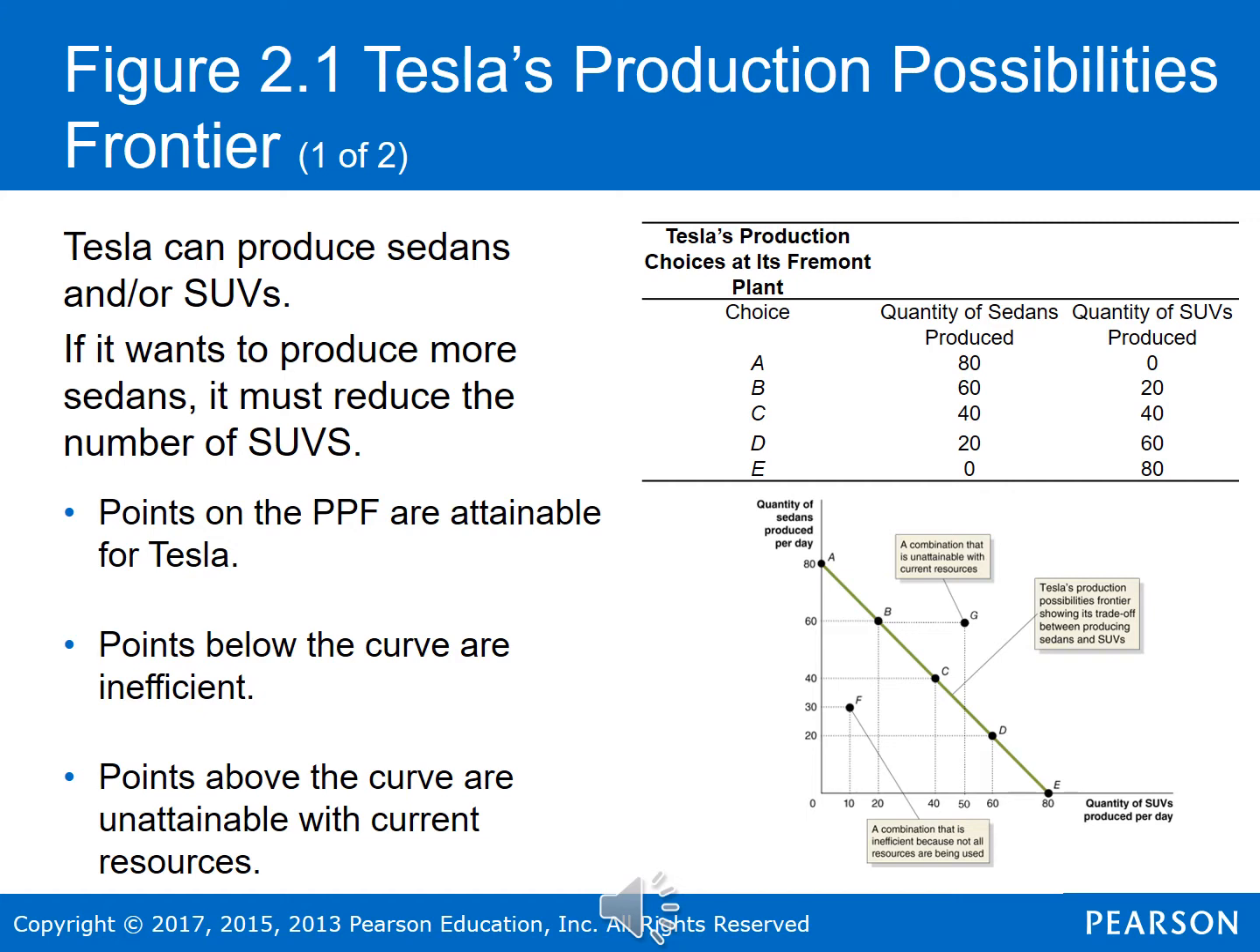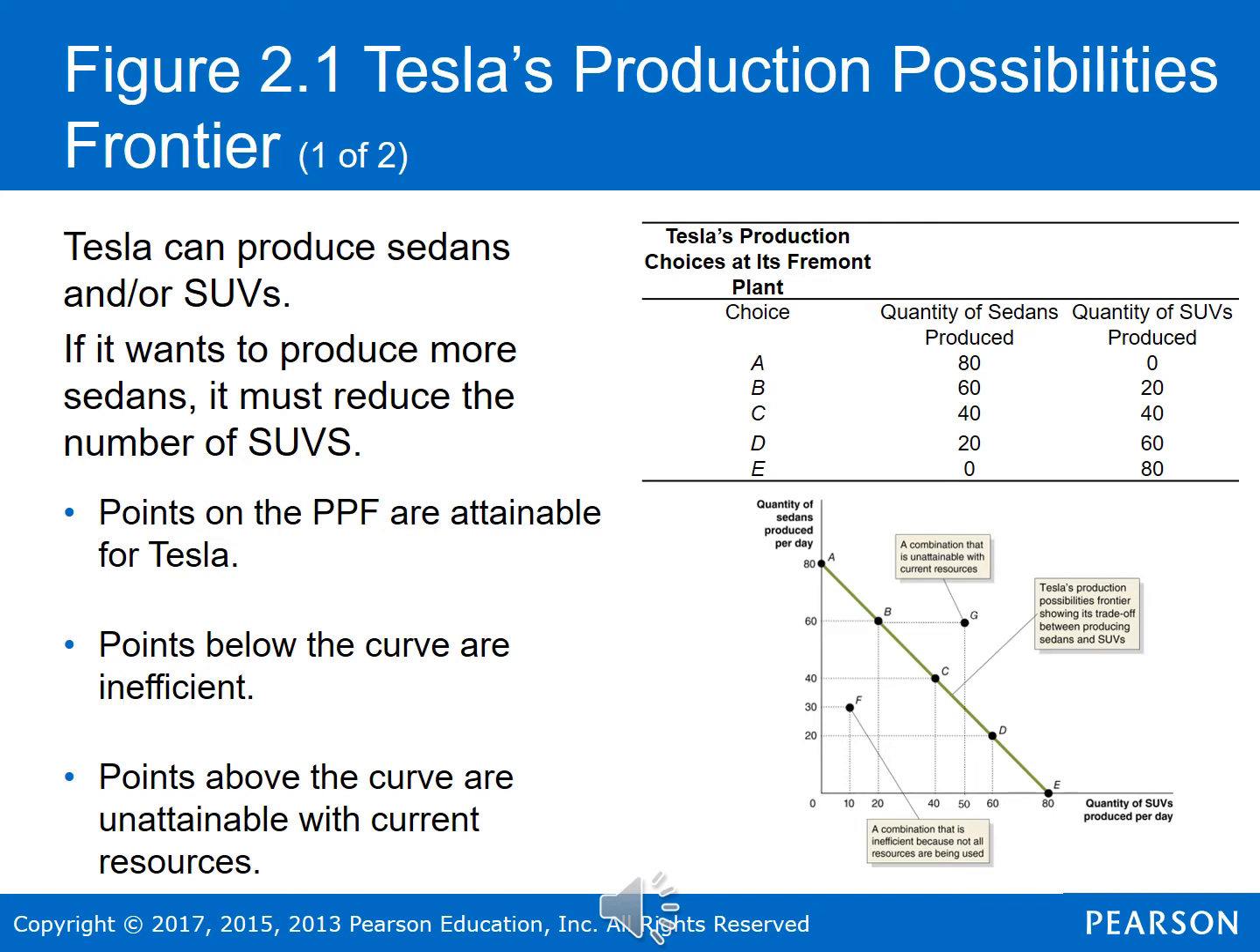There's combinations inside the frontier. So for instance, the point F they show, there's 30, excuse me, 30 sedans being produced and 10 SUVs being produced. Now, this is possible for Tesla to do. It's very easy for them. But they can make more, so that's not an efficient point. So while it's possible, it's inefficient because there's more resources they can use to produce more SUVs or more sedans.